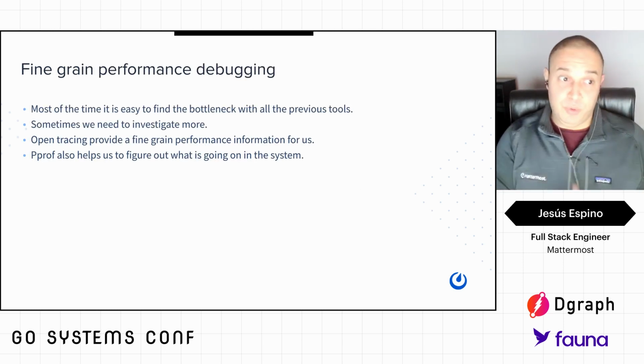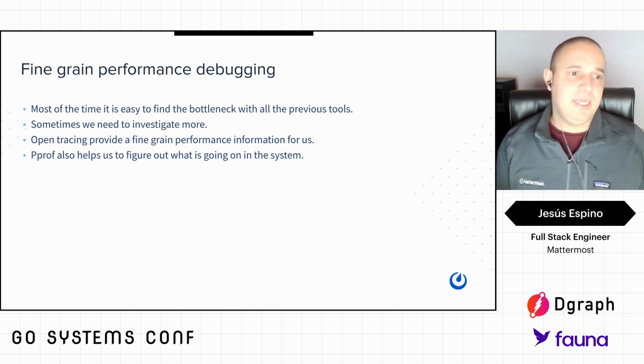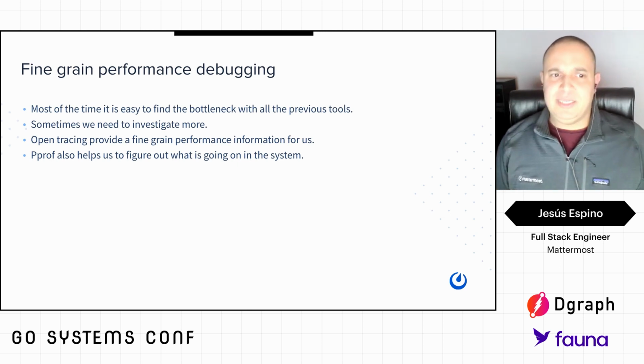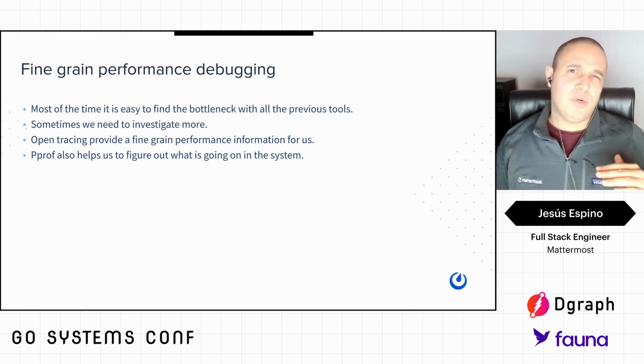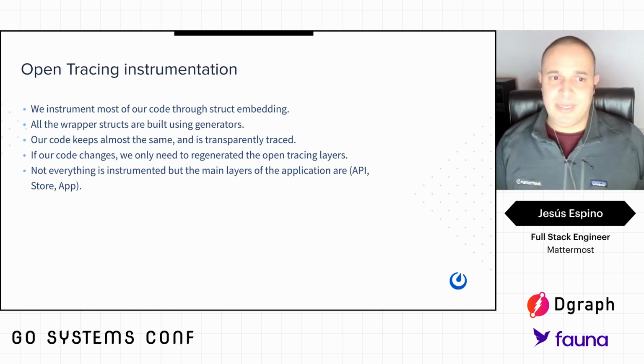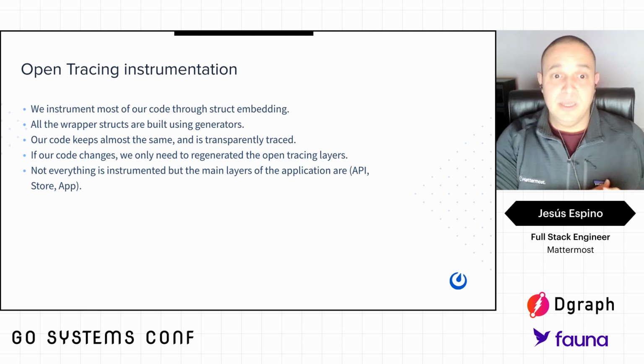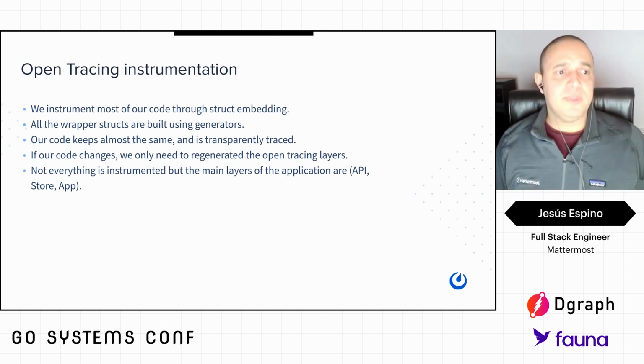This is for fine-grained performance debugging. As I said, sometimes it's not so easy to know what is happening or where the performance is going. So OpenTracing provides us very good fine-grained performance information, and pprof helps us to figure out what the state of the system is in certain circumstances. For the OpenTracing instrumentation, we follow the same approach that we mentioned before, using struct embedding plus Go generators. So we create a set of wrappers around the main parts of the application, and this way we track almost everything that happens in a request.